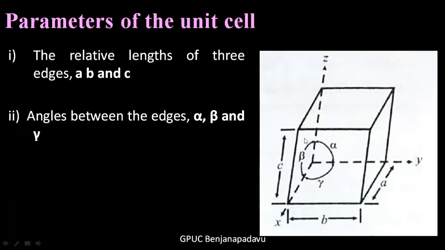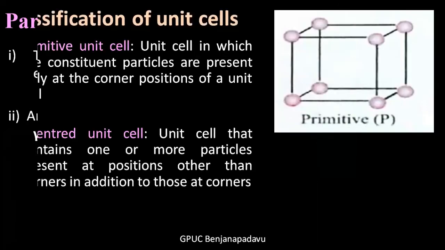So these six parameters, that is the relative length along the three edges, A, B, and C, and the angle between the edges alpha, beta, and gamma, help us to describe the whole unit or the whole crystal structure. So such parameters help us to define the crystal structures. So this is about the parameters of the unit cell.